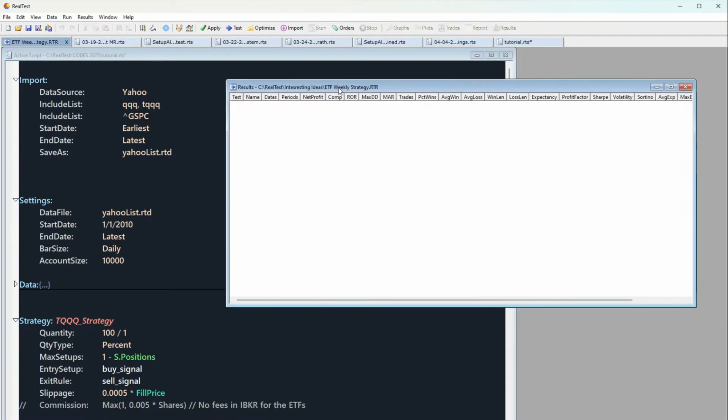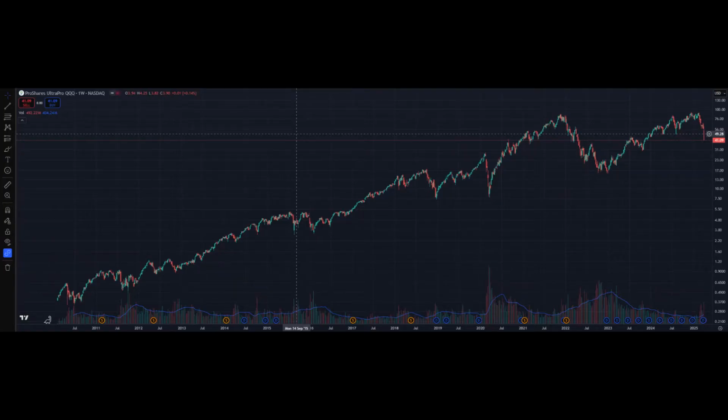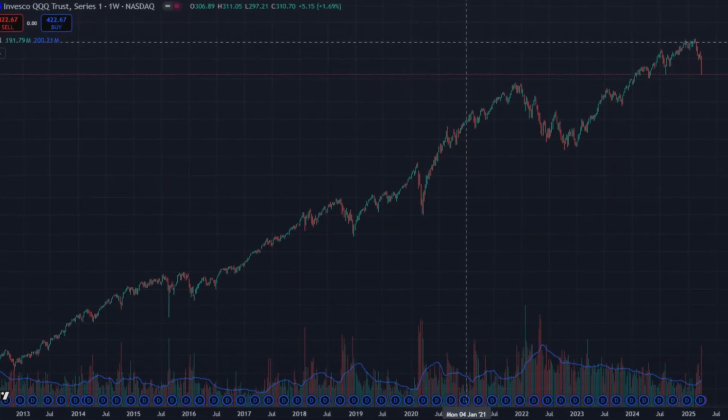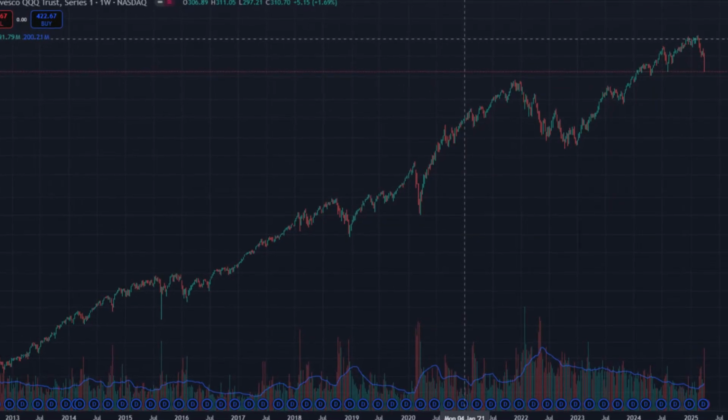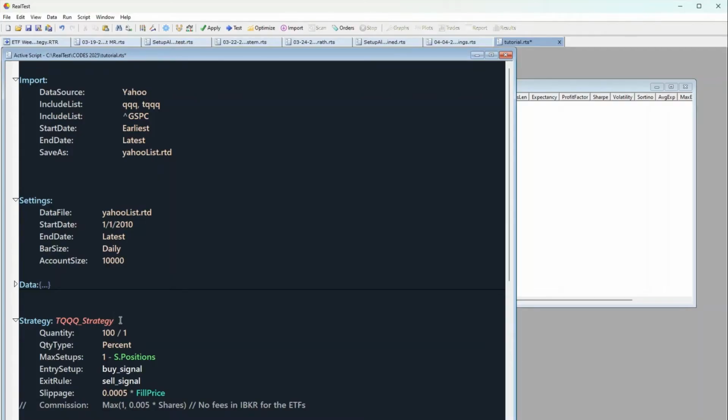Let's start with the basics. TQQQ is a 3 times leveraged ETF that tracks the NASDAQ 100. That means it amplifies both gains and losses. Great for short-term strategies, but definitely not ideal for long-term holding due to volatility decay. So how do we handle that? By building a mean reversion model, we aim to buy TQQQ during short-term pullbacks and sell it into strength.